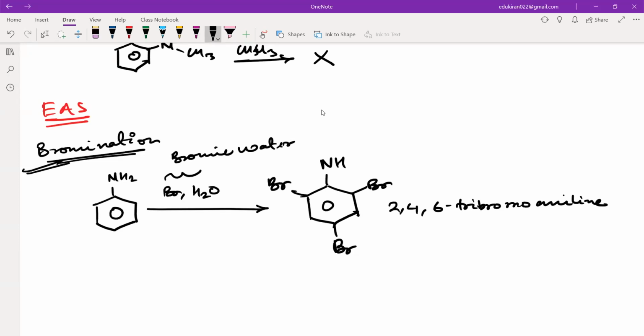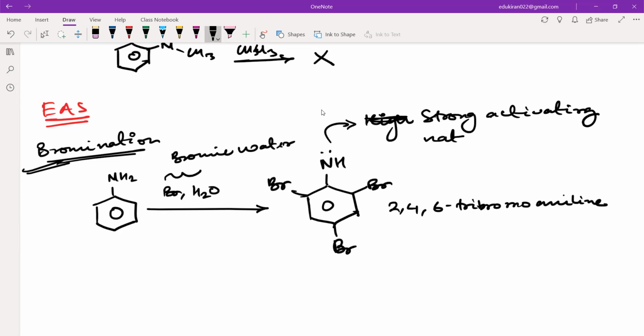They will ask you why do you get this? So you will say that due to the high activating nature, or you can write strong activating nature, of NH2 group. That is why you have a very delta positive, delta negative charge on the ortho position and the para position, and that is why it attracts the electrophile very easily. Is this clear? Yes or no? Please tell me.